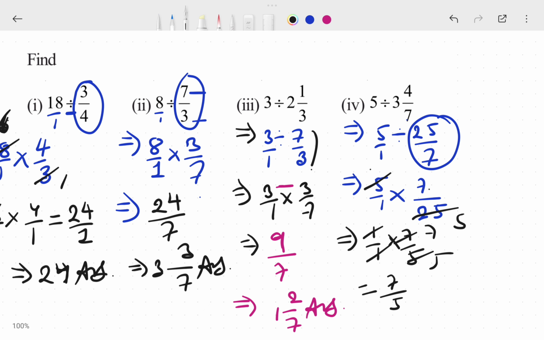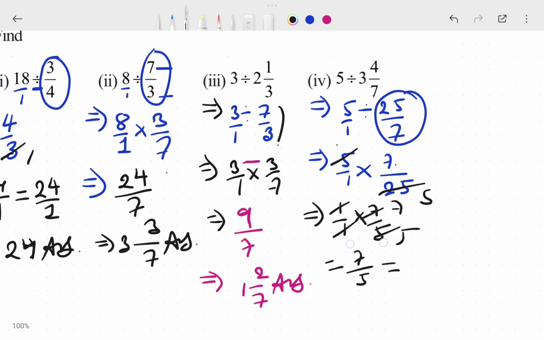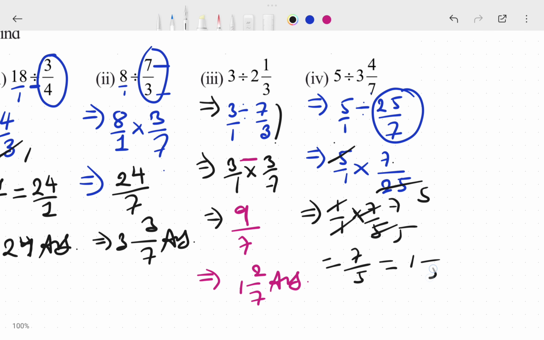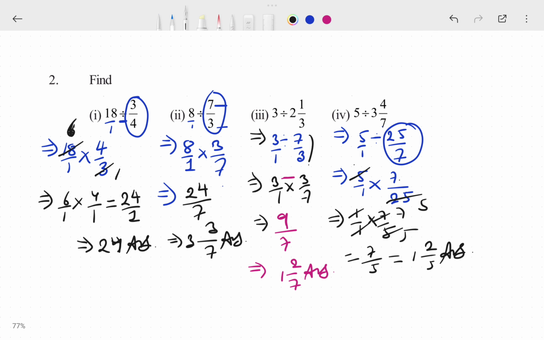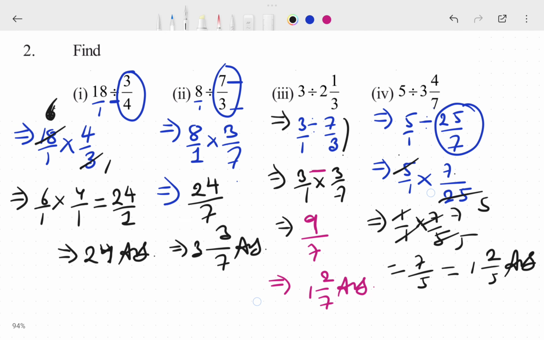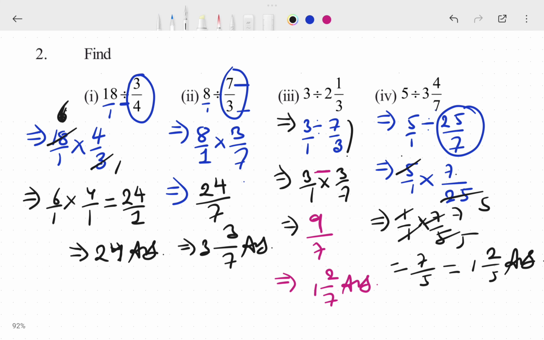So the answer is 7 by 5, and when you write this as a mixed fraction, it is going to be 1 by 5, and that goes 2. 1 into 5 into 1, that's 5. 5 plus 2, that's 7. That's why. So this is our answer. So you can see like that. I hope it is clear to you, and if it is clear, then very well, and if it is not clear, then you can tell me.